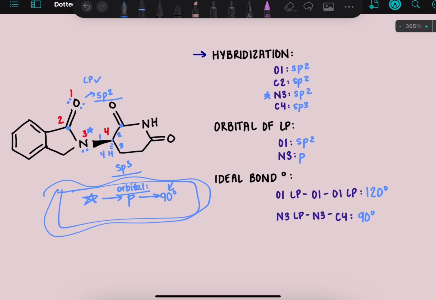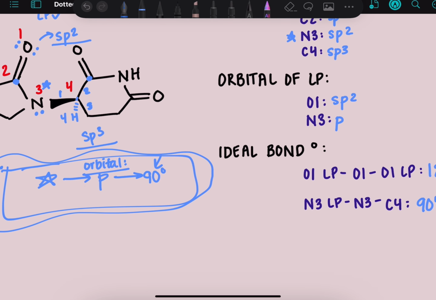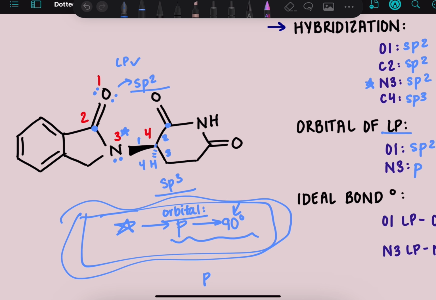So that is how you solve any hybridization problems. This pattern, if it's a special case, which means it changed from one hybridization to another because of a certain scenario, you always want to look at P. That would be the orbital of the lone pair, and it would be 90 degrees. And again, that is if there is a special case.